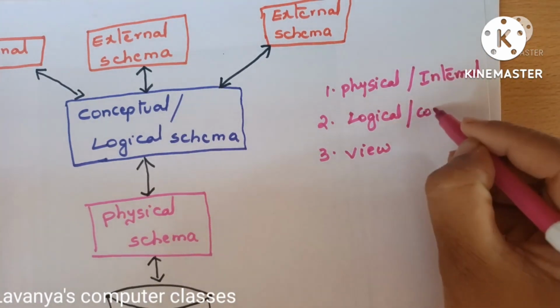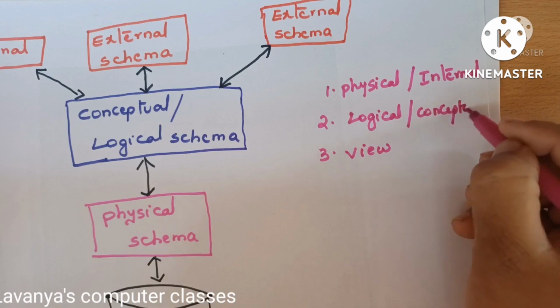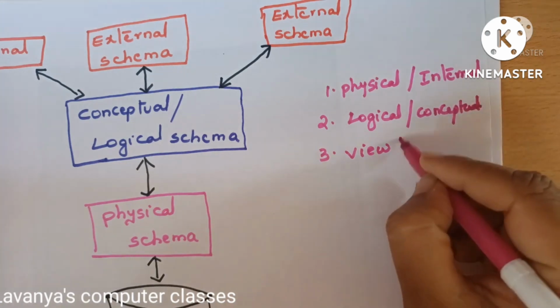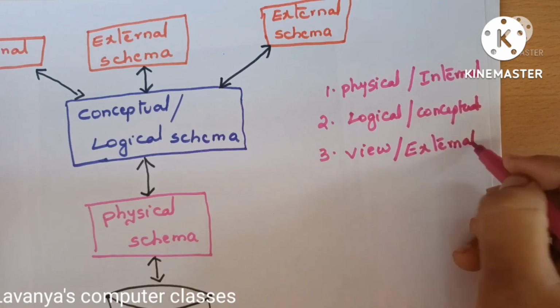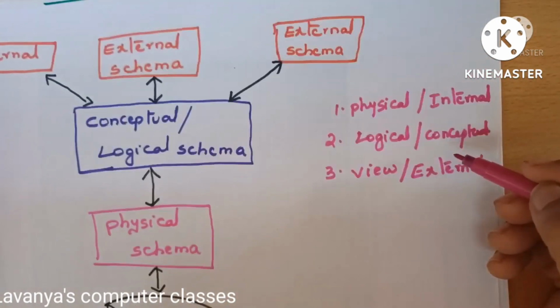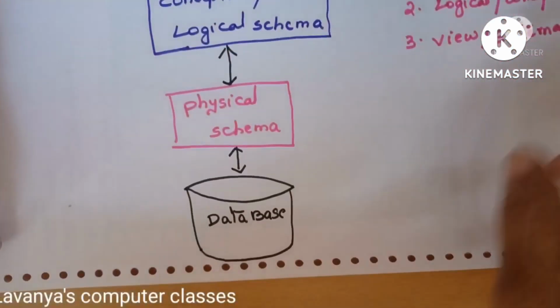Logical level is also known as conceptual level. View level is known as external level. So these are the names for the 3 level architecture. So here is the diagram.